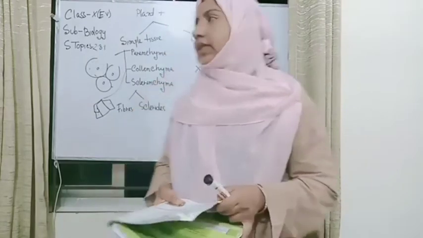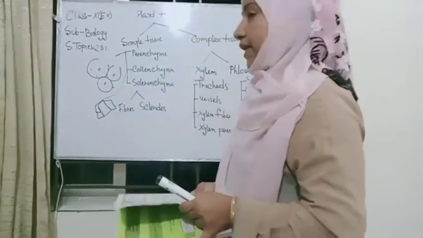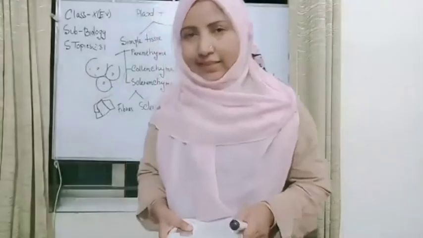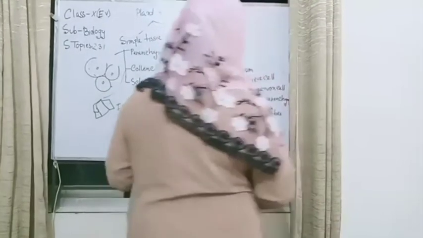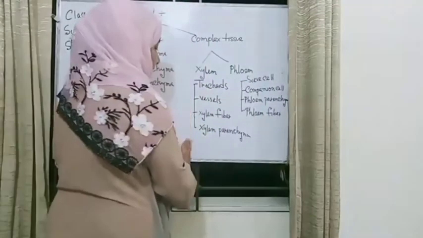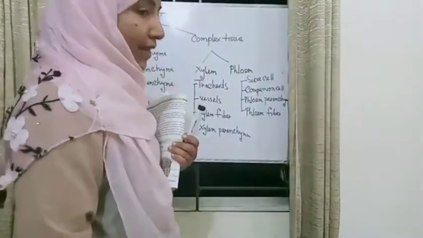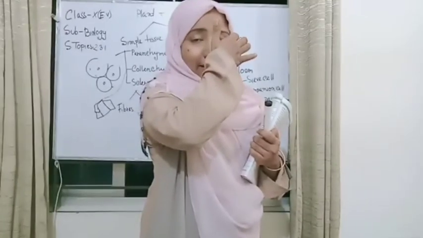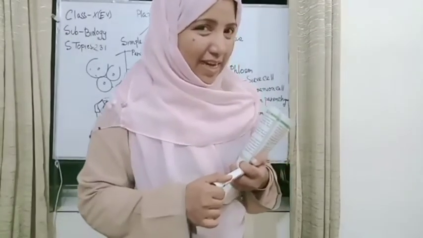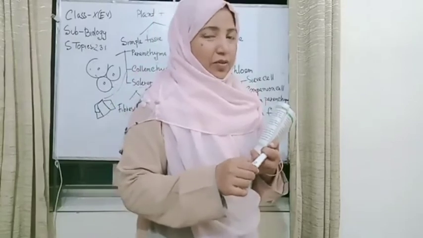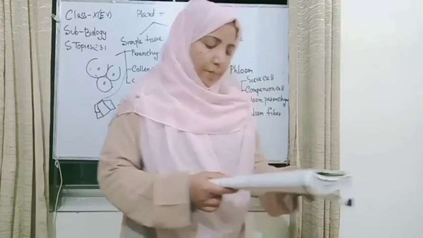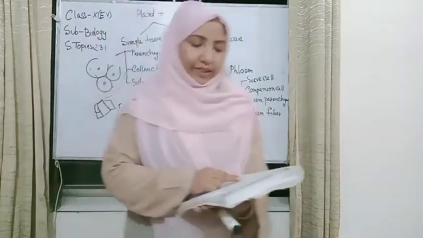My dear students, again I have also repeated another structure, the complex tissue. Here's the complex tissue. I have also drawn the vessel, xylem fiber, xylem parenchyma and the xylem. What's the structure and what are the functions of the xylem? Basically, they help with water. Again, the complex tissue. The first structure is the xylem.